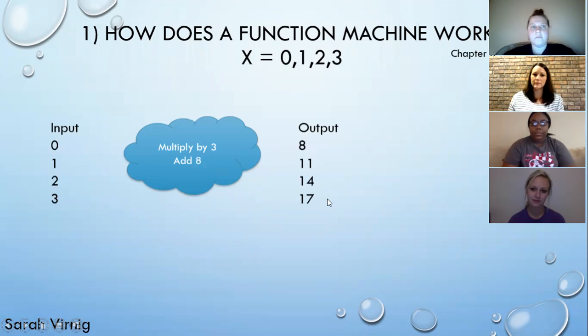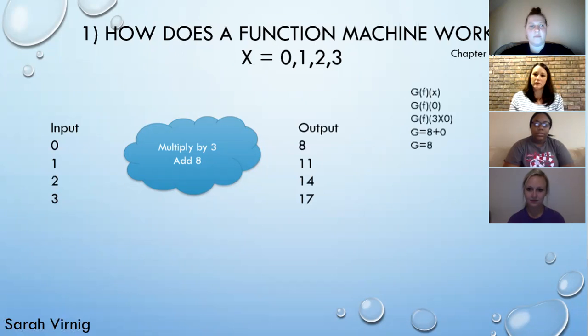So 0 times 3 plus 8 is 8. 1 times 3 plus 8 is 11. 2 times 3 is 6 plus 8 is 14. And 3 times 3 is 9 plus 8 is 17. Now, whenever we want to add a little bit more to it, we're going to add the g of f of x. And then we're going to substitute x with our numbers right here.